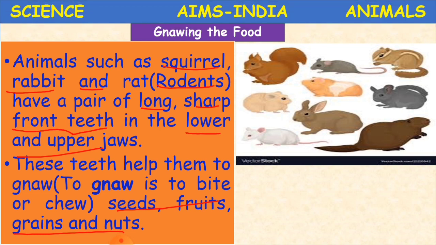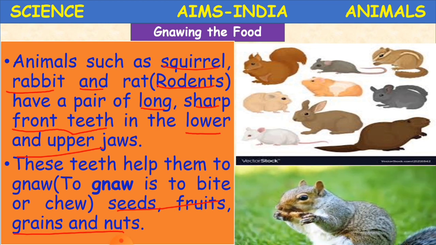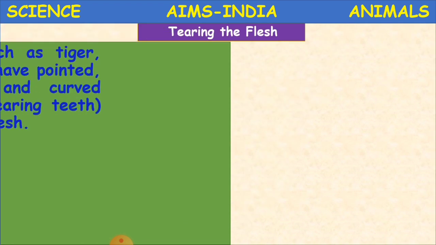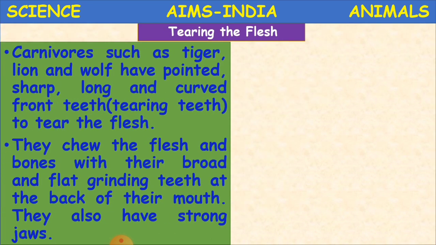Okay, children? Clear? Now this is how the squirrel is eating the food here. See here, these have got rodents. And what are rodents? Long sharp front teeth in the upper and lower jaws. With the help of these teeth, animals like squirrel, rabbit and rat are able to bite the food into small pieces and chew it. Okay, clear, children?